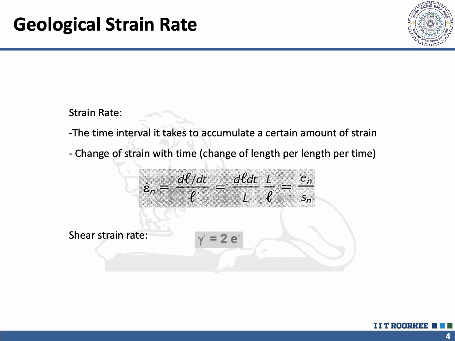So, the geological strain rate is a fundamental concept in rheology. It refers to how fast a rock accumulates strain over time, essentially the change in shape or length per unit time. There is also shear strain rate, which focuses on how material layers slide past each other. This is critical in fault zones and ductile shear zones. The formulas are given in this slide.